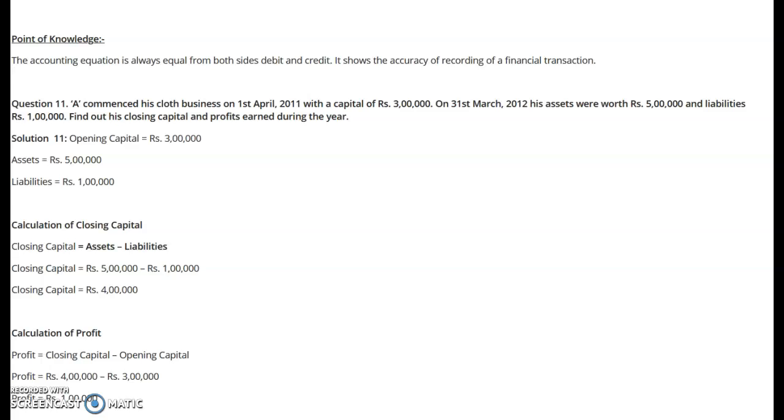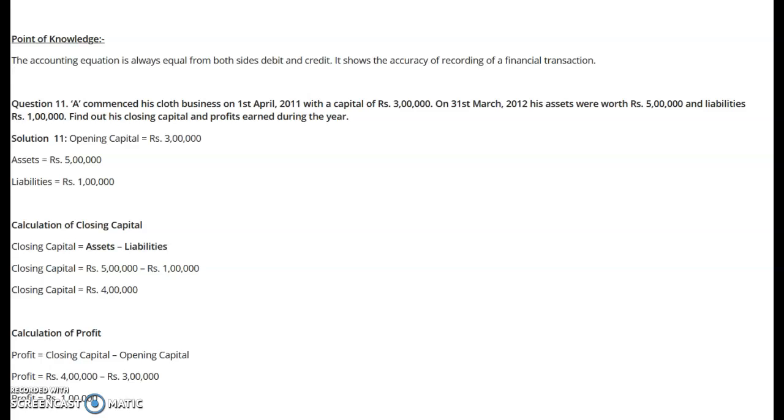Let's come to this particular question. A commenced his business on 1st April with a capital of rupees 3 lakh. It means the opening capital balance is rupees 3 lakh. On 31st March 2012, that is on the closing date of the year, his total assets were rupees 5 lakh and liabilities rupees 1 lakh. Now what you have to find out? Find out his closing capital and profit earned during the year.